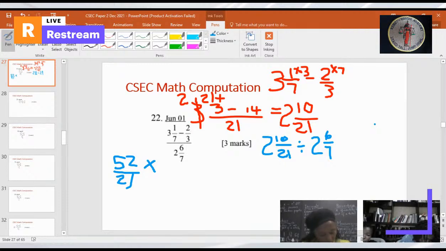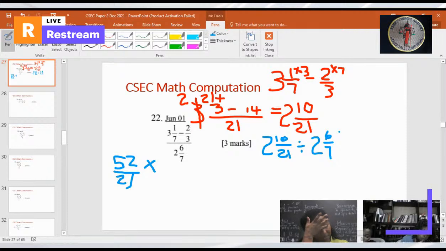Yes, miss. We need to change that to an improper fraction and invert it. You would say 7 times 2 is 14, miss, plus 6. 14 plus 6 is 20, miss. So 20 over 7.